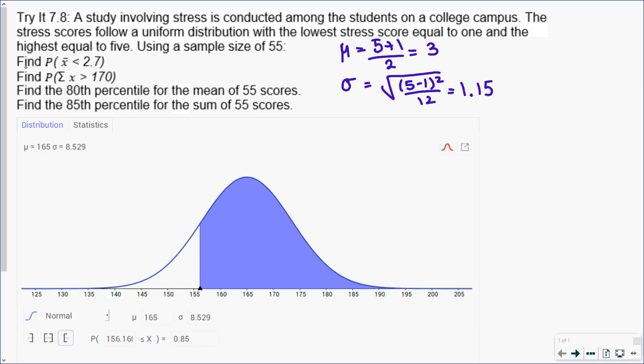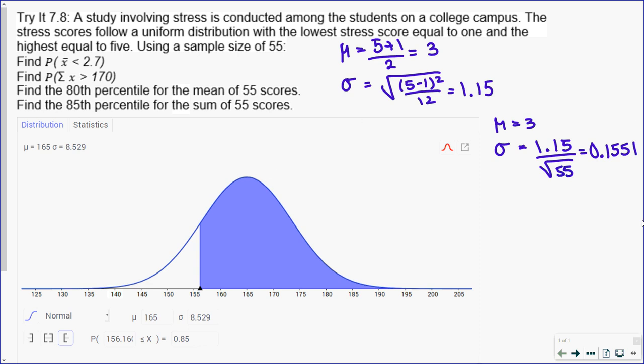Now I'm ready to answer question 1. I want to find the probability that x is less than 2.7. So for question 1, I have my mean, but my sample standard deviation is going to be the standard deviation 1.15 divided by the square root of 55, because that is my sample of 55 scores. So I'm going to go ahead and do this division, and I end up with a small number, 0.1551.